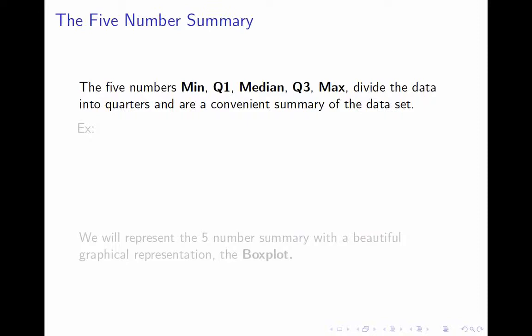These five numbers: the minimum of a data set, which is the lowest value, of course, Q1, the 25th percentile, the median, Q3, and the maximum value. Those five numbers are called the five-number summary, and they divide the data into quarters and give you a nice picture of what's going on.